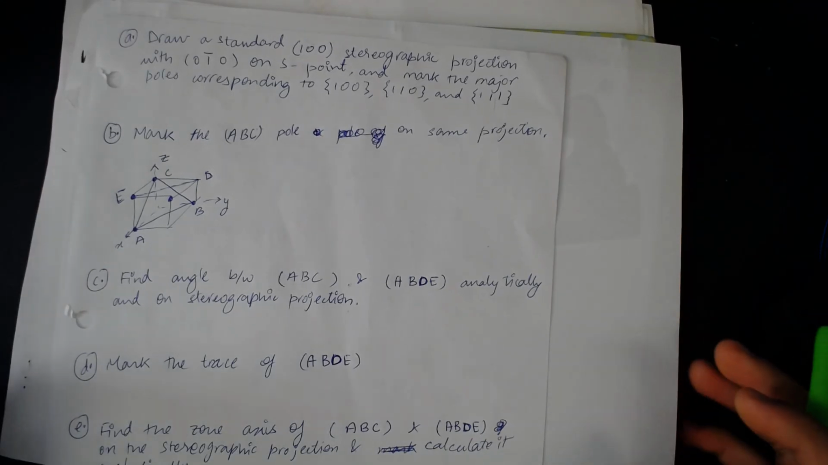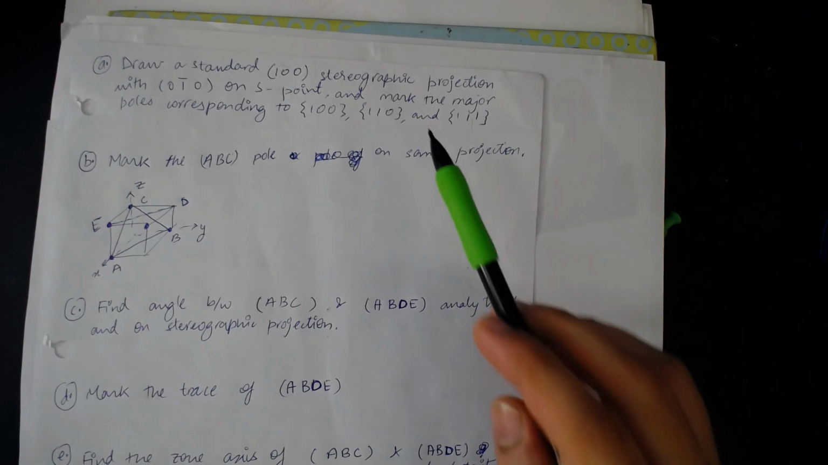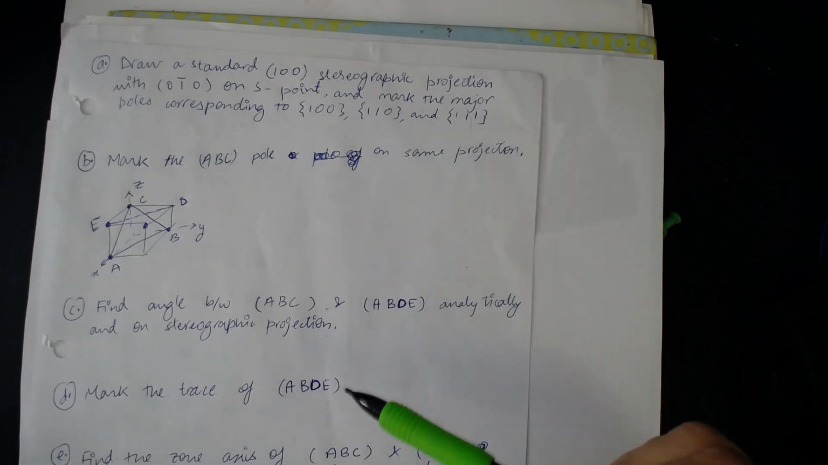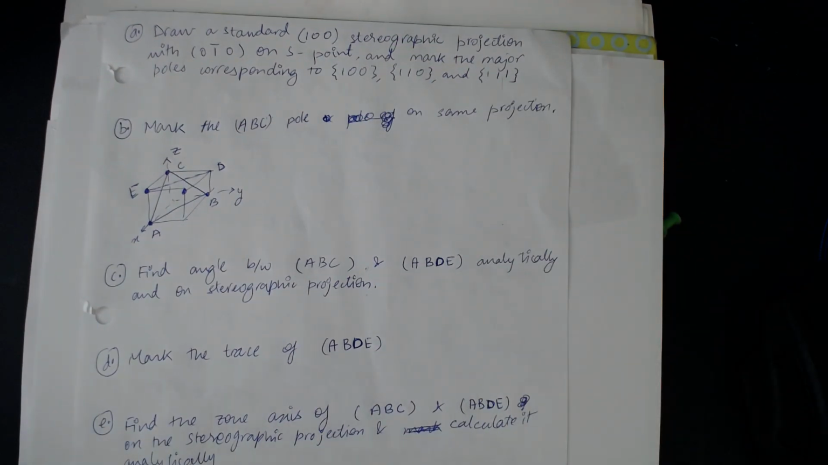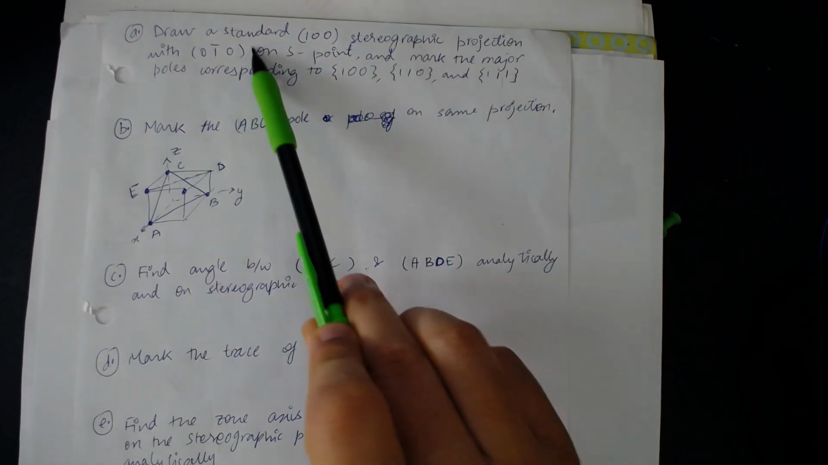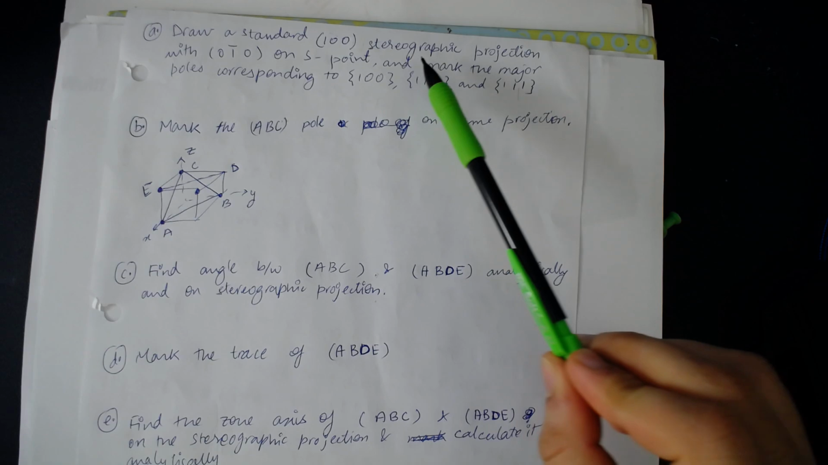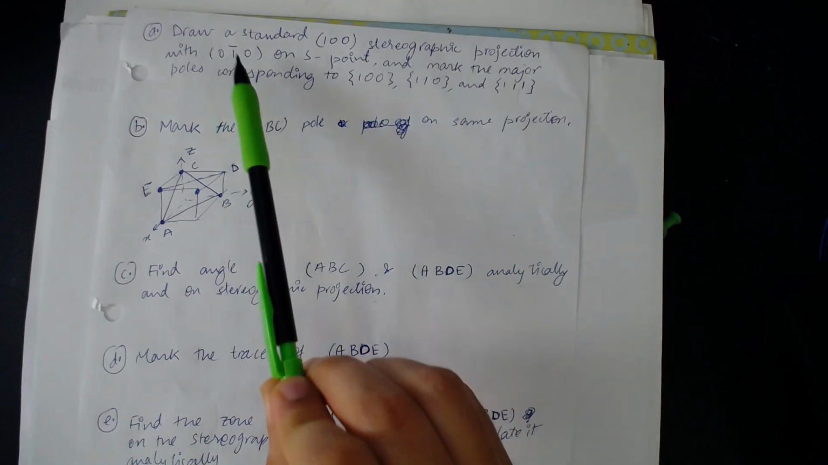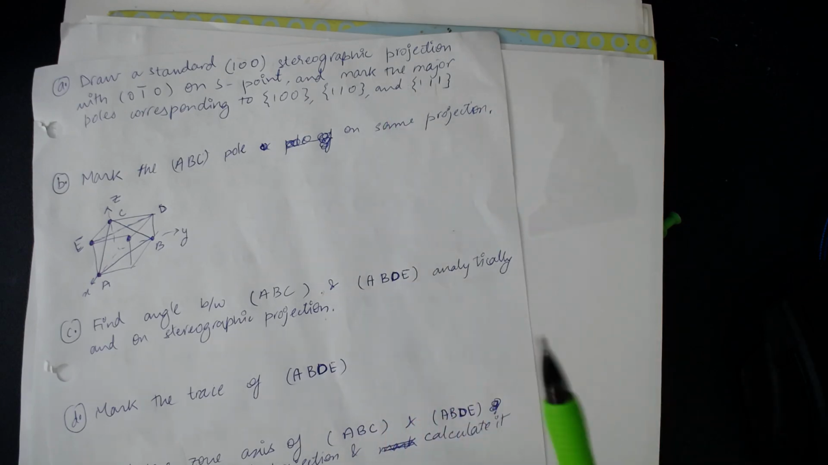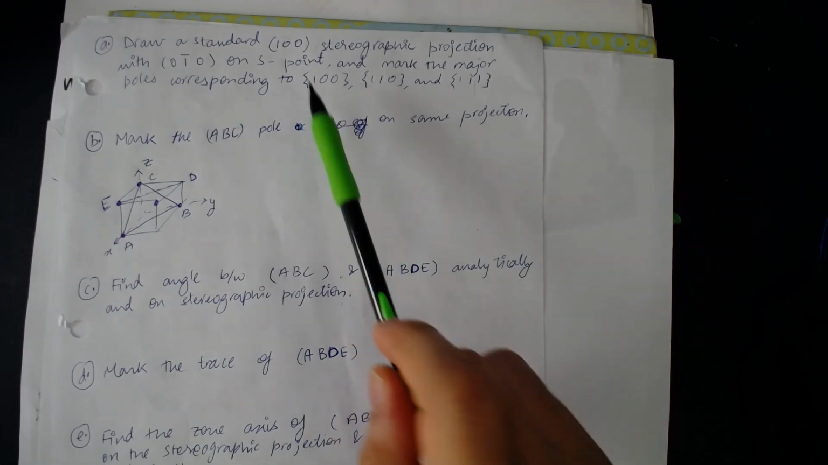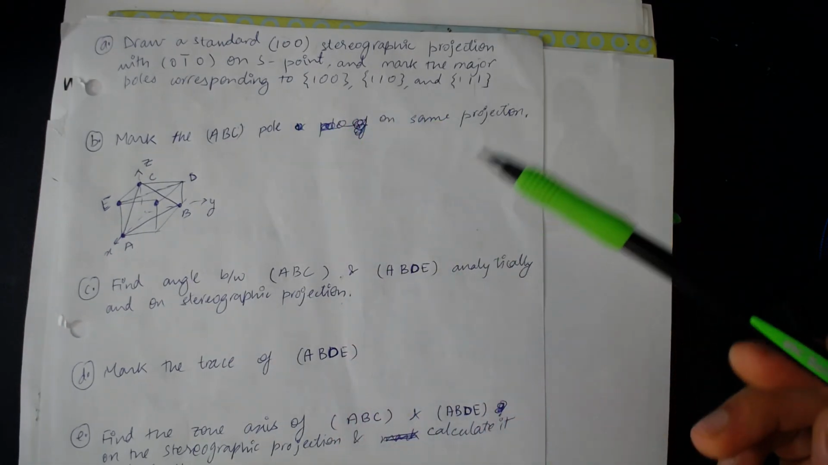Alright, so let's look at another example where instead of just drawing the stereographic projection or doing individual problems, we'll be running through the entire set of problems and understand how to do them one after the other. So the question begins with asking us to draw a standard 100 stereographic projection with 0 bar 10 on the south point, and then we have to mark all the major poles associated with 100, 110, and the 111 family.